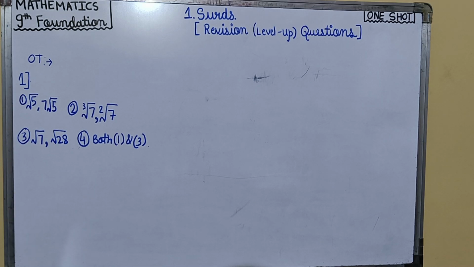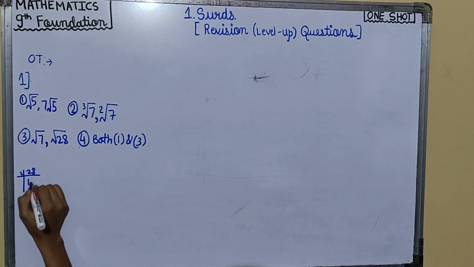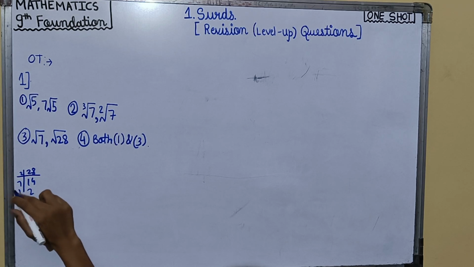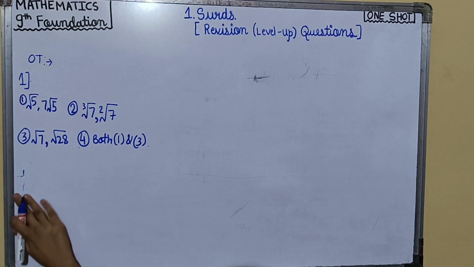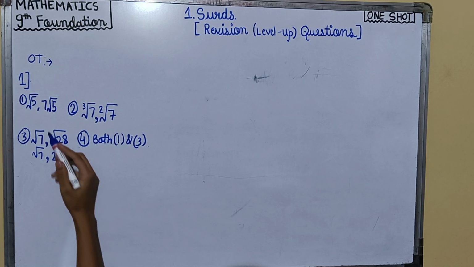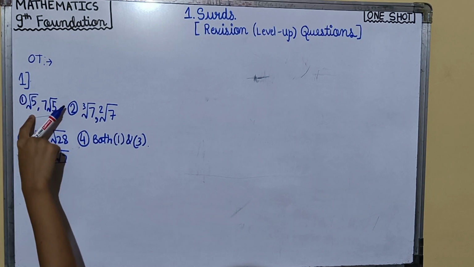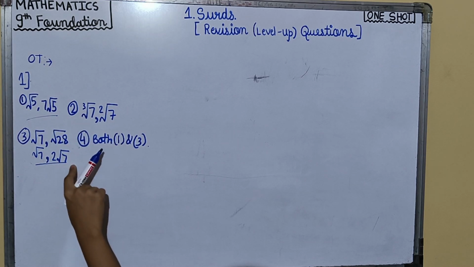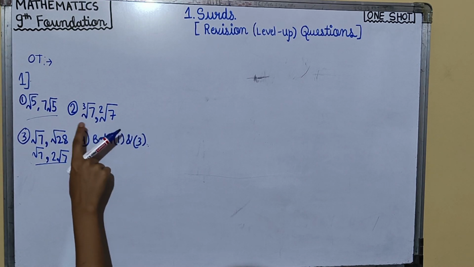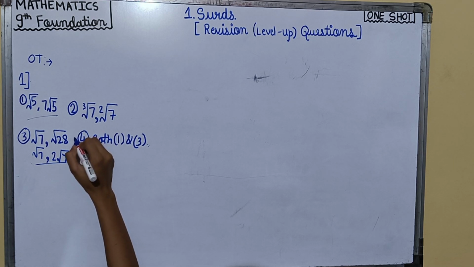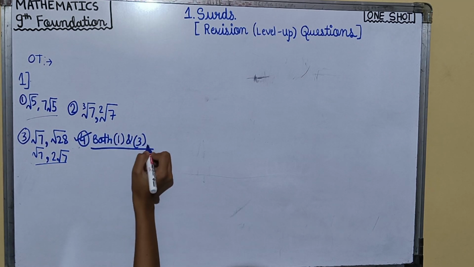So root 7 comma root 28, root 28 we can write as 2 under root 7. So root 7 comma 2 under root 7 we can write, and then these two options will be the same, because root 7 and root 5 are pure surds, and 7 root 5 and 2 root 5 are mixed surds. Both are true, and this is a different case. Here every surd is a pure surd. So that's why option number 1 and 3 both are correct, so option 4 is correct.